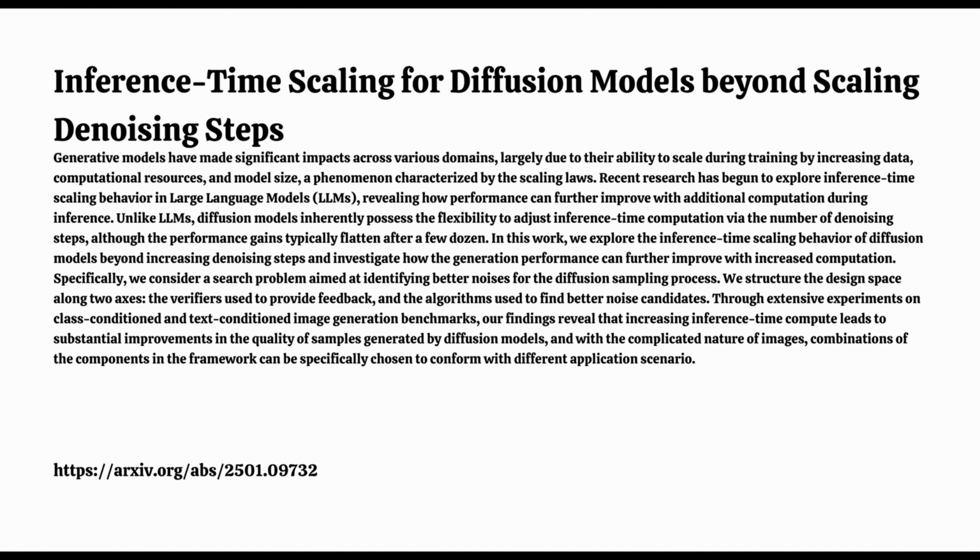So we're talking about diffusion models, which you've probably heard of because of their popularity in creating images from text prompts. But this paper isn't about the basics. It's about getting more out of them. What makes them different from other generative models when it comes to this inference time scaling?